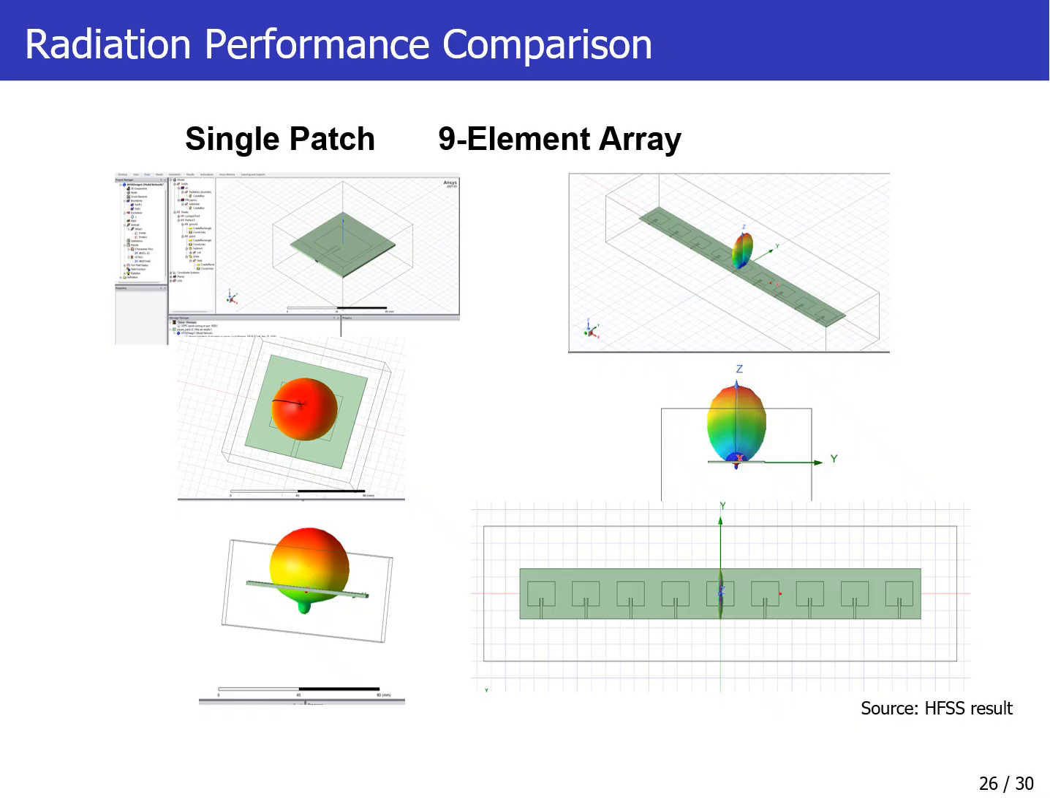This is a simple radiation performance comparison wherein I have simulated a single microstrip patch antenna and a 9-element microstrip patch antenna array. And we can see that with an increasing number of elements, the main lobe becomes narrower and more directed.